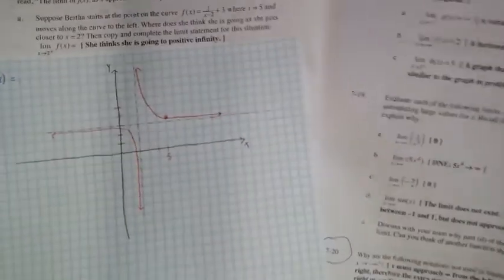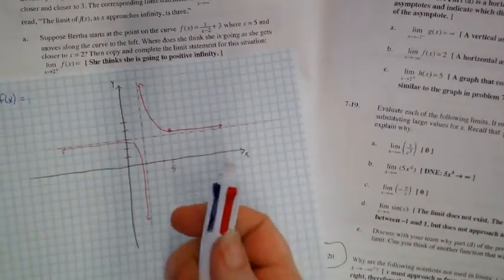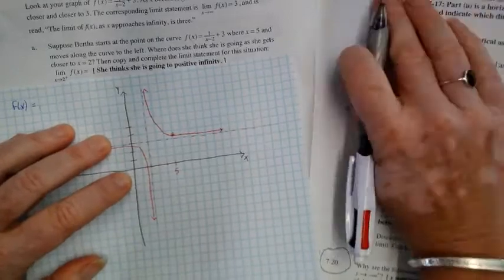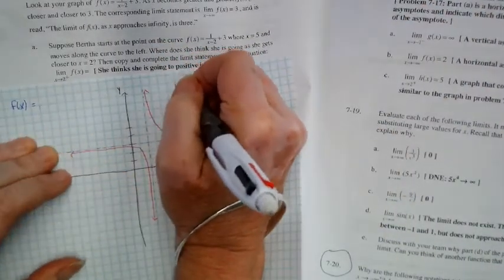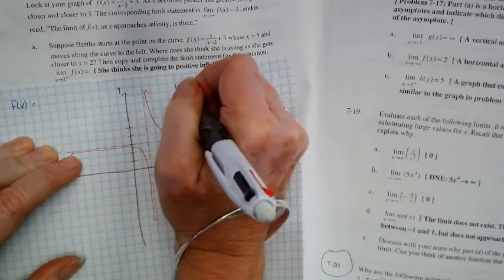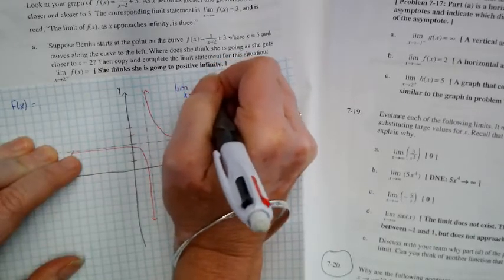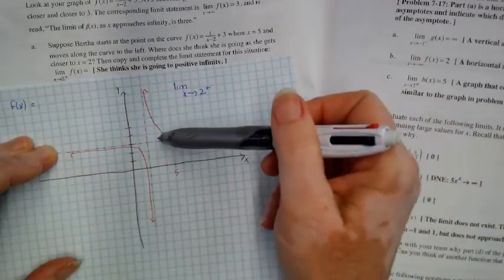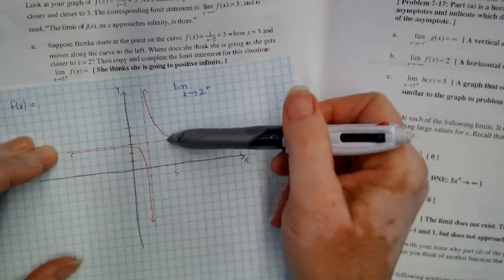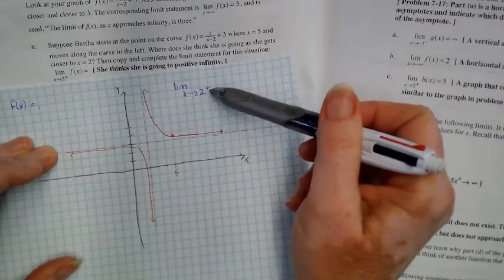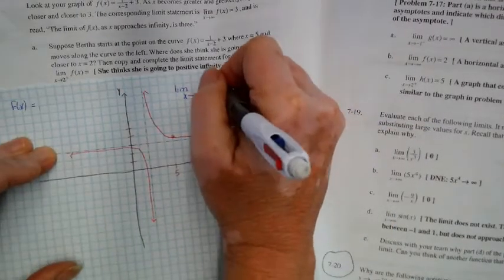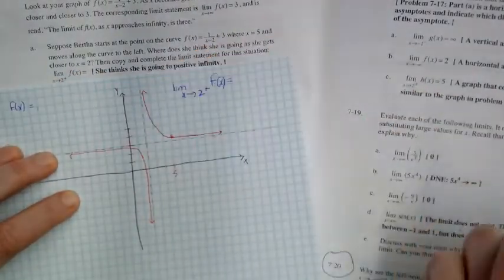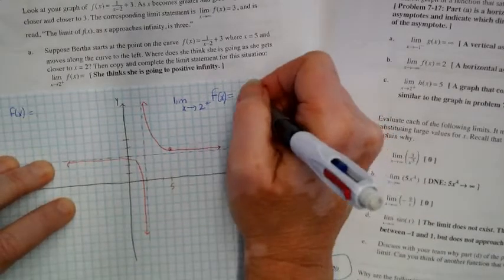So the way that you would write it is the limit as x approaches 2 from the right. So she's approaching 2, getting closer and closer to 2, but she's coming from the right instead of from the left. That's what this notation means. Of f of x is equal to what? Well, I want to say it's equal to infinity because she's going to positive infinity. So we're just going to say infinity.